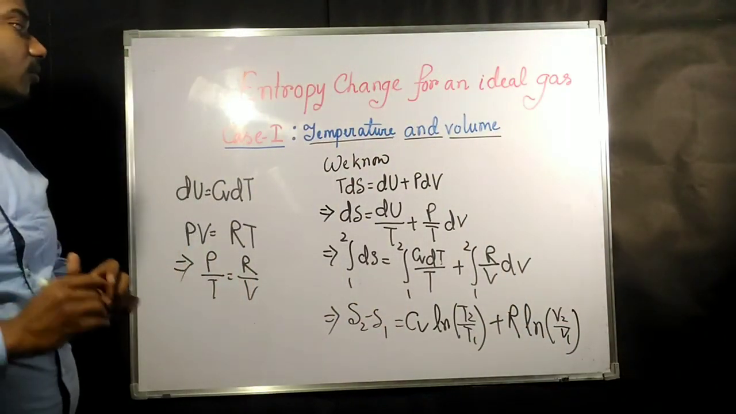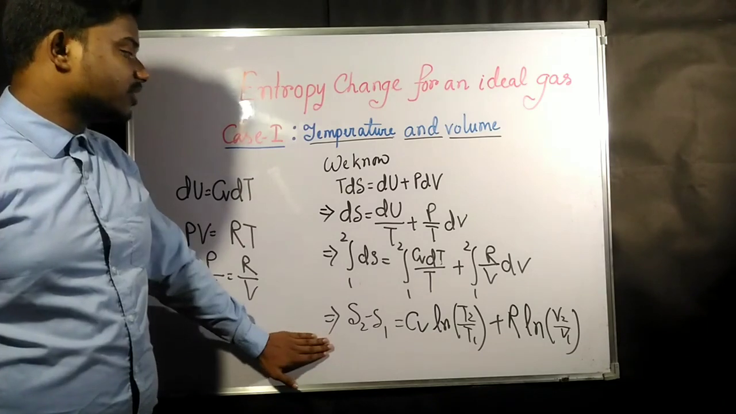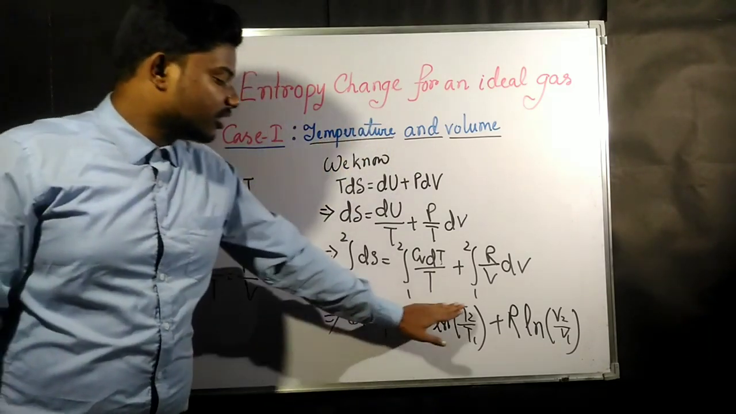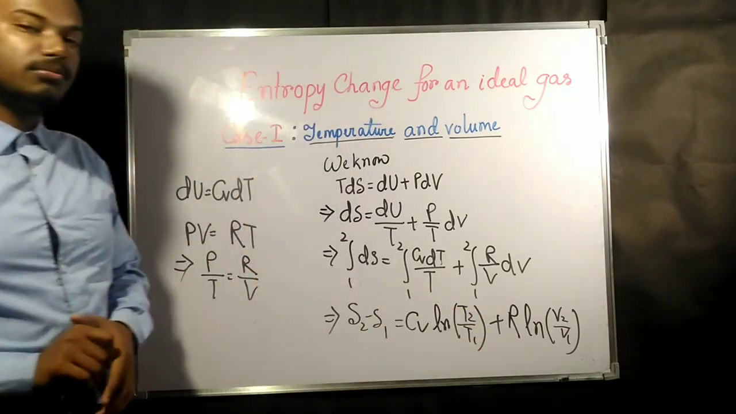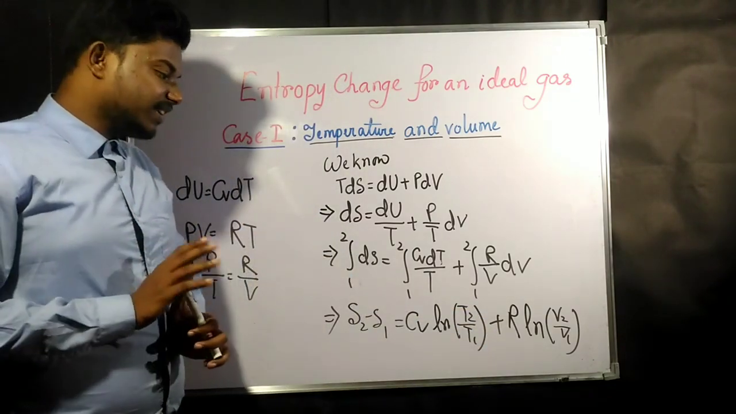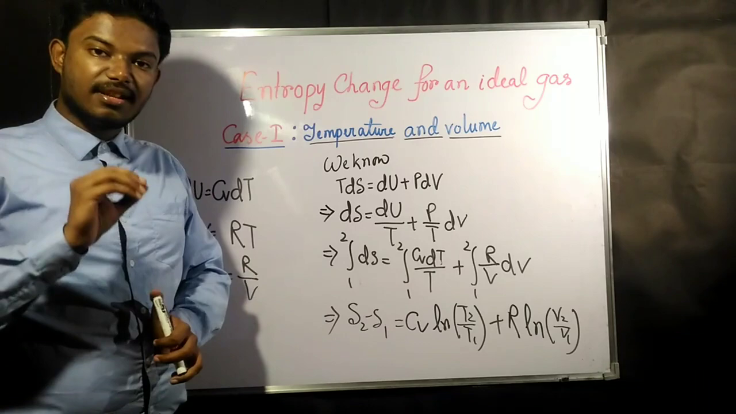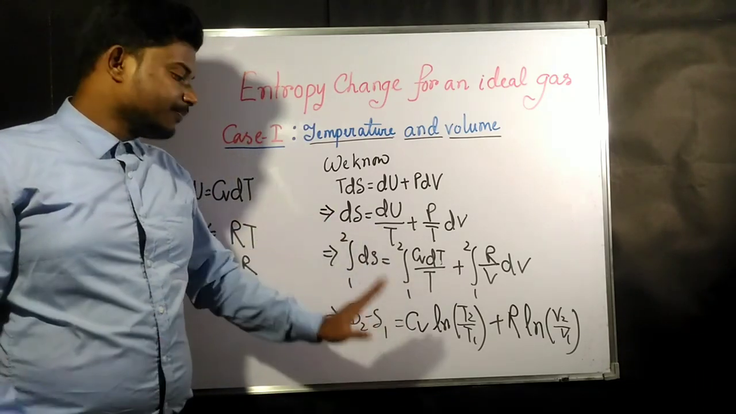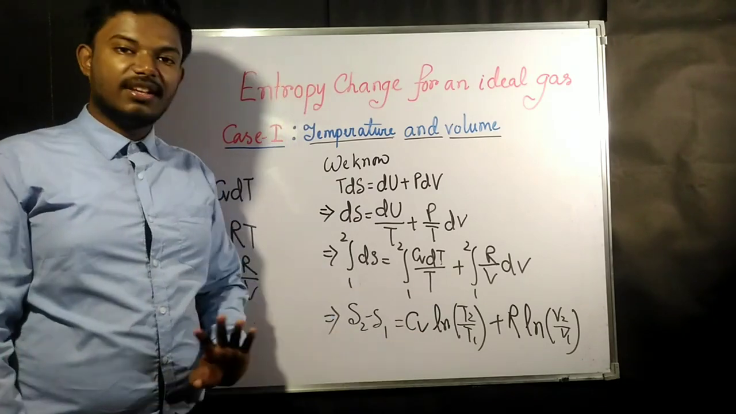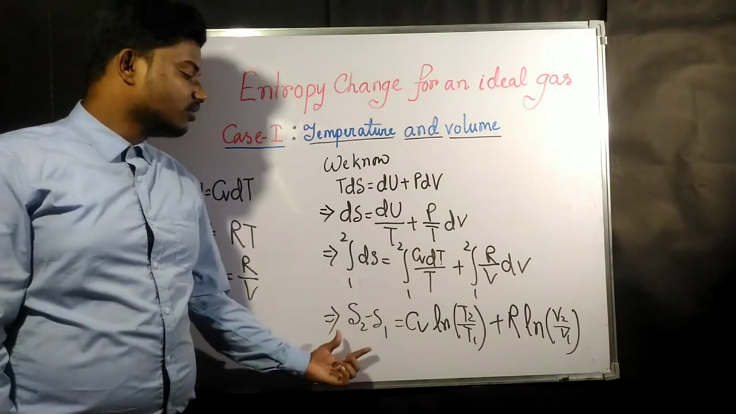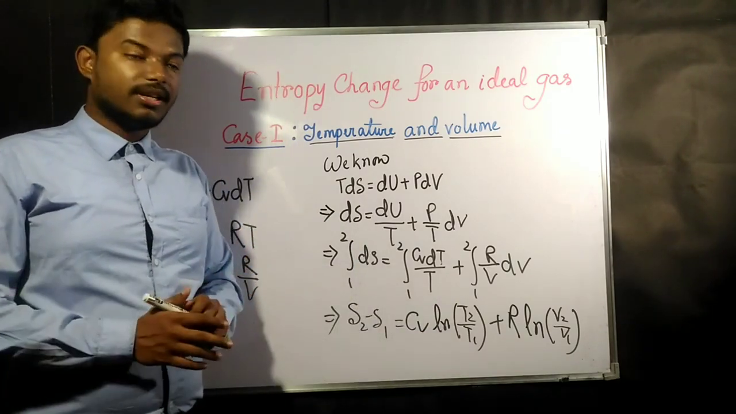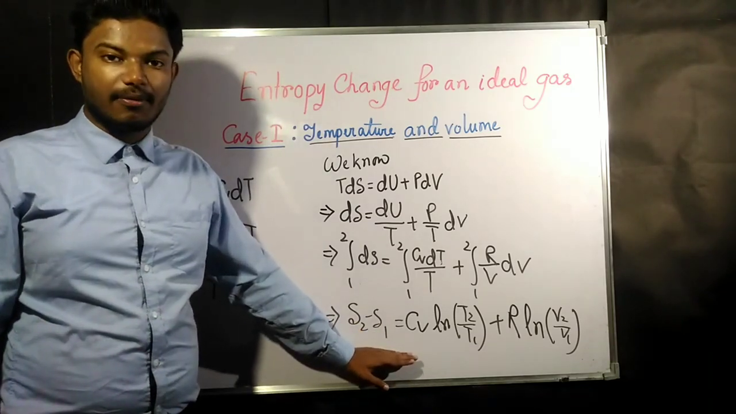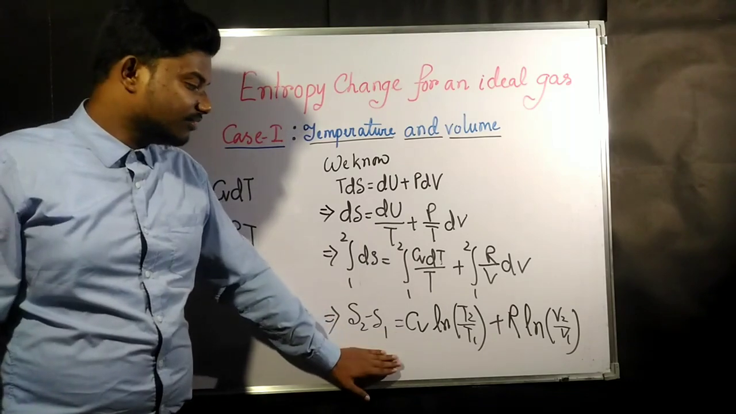As I have told earlier, the expression which you are going to get will be in terms of temperature and volume. If in a certain problem it is given that temperature has changed from here to here and volume has changed from here to here, and R and Cv are given, then you can easily find the entropy change. So this is the end expression which you need to remember.